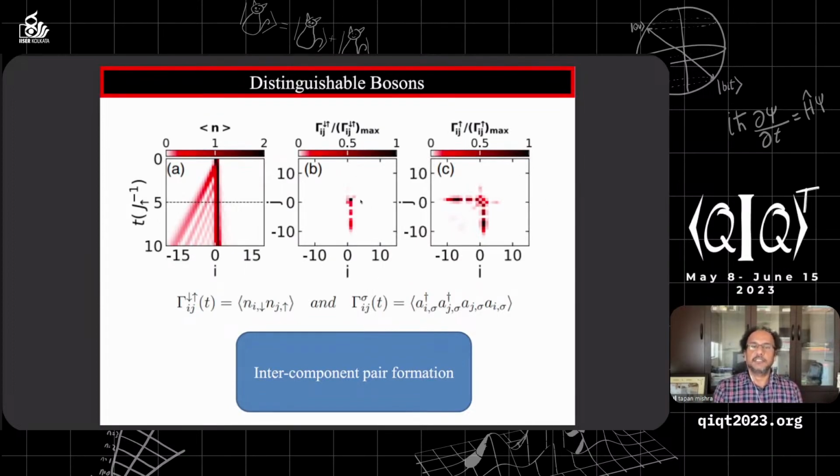Here you can see the signature of pair formation from this correlation. This is the up-down correlation, and the central dark spot indicates that an up-down bound state is formed. However, the up particle, which is now spreading as an individual particle, has some interference pattern, although on one side of the lattice, because of the unidirectional hopping, the unidirectional propagation.